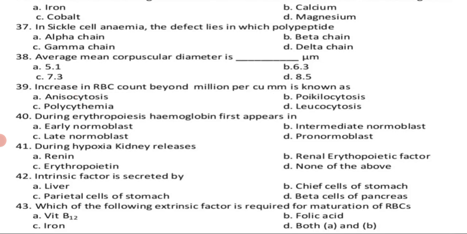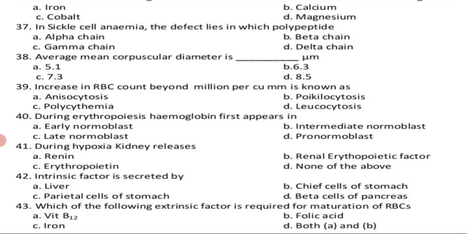Question number 42. Intrinsic factor is secreted by option C, that is parietal cells of the stomach. Intrinsic factor is a glycoprotein produced by the parietal cells of the stomach. It is necessary for the absorption of vitamin B12 in the distal ileum of the small intestine.